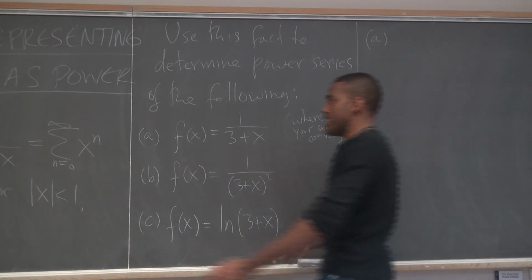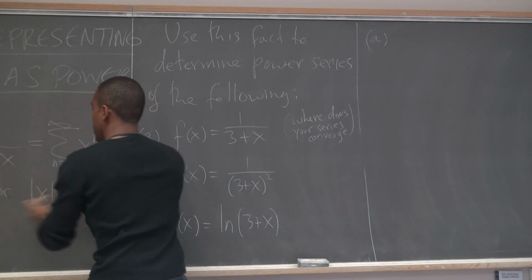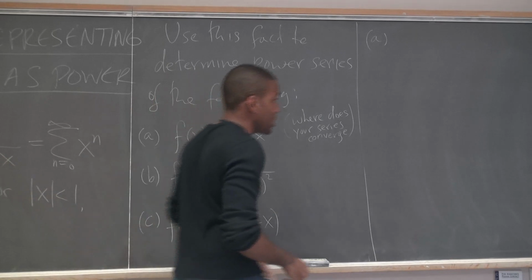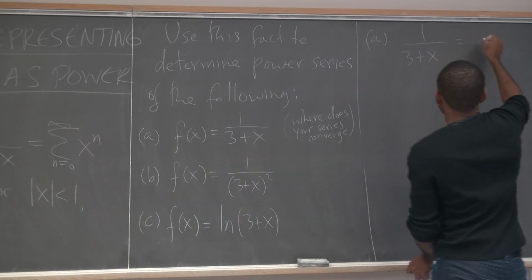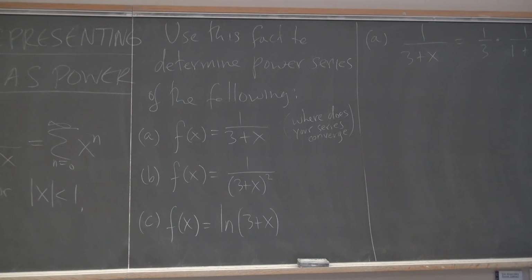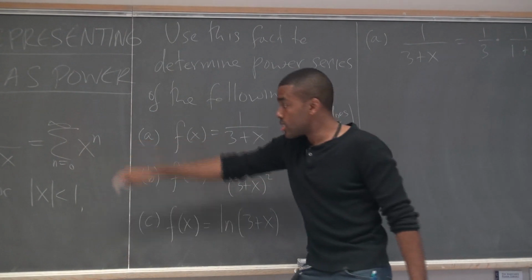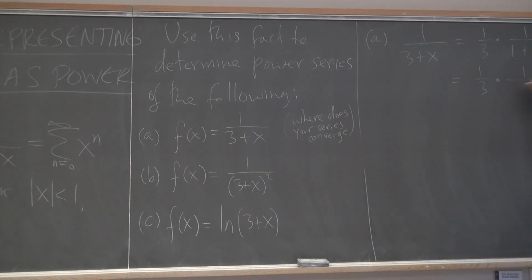Right. The idea is try to make this look exactly like that, and then we can translate, right? By composition. So this 1 over 3 plus x, what I could do is factor out a third. I'd be left with 1 over 1 plus x over 3, right? Which almost looks like that one. The problem is there's a plus sign in the middle, and I want a minus sign. So I just write this as 1/3 times 1 over 1 minus a minus x over 3.